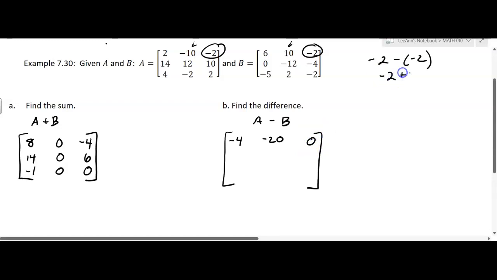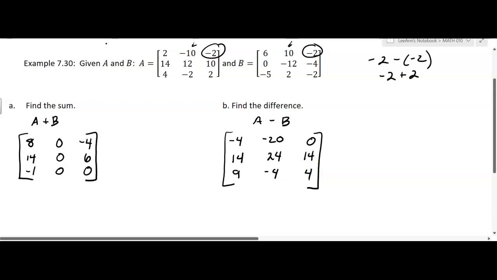And maybe some of them are easier to write out to the side. 14 minus 0 is going to be 14. 12 minus a negative 12, or 12 plus 12. 10 plus 4. 4 plus 5. Negative 2 minus 2 is going to be negative 4. I have to remember I'm subtracting. And 2 minus a negative 2 is going to be 4. Okay, so that's what you get.